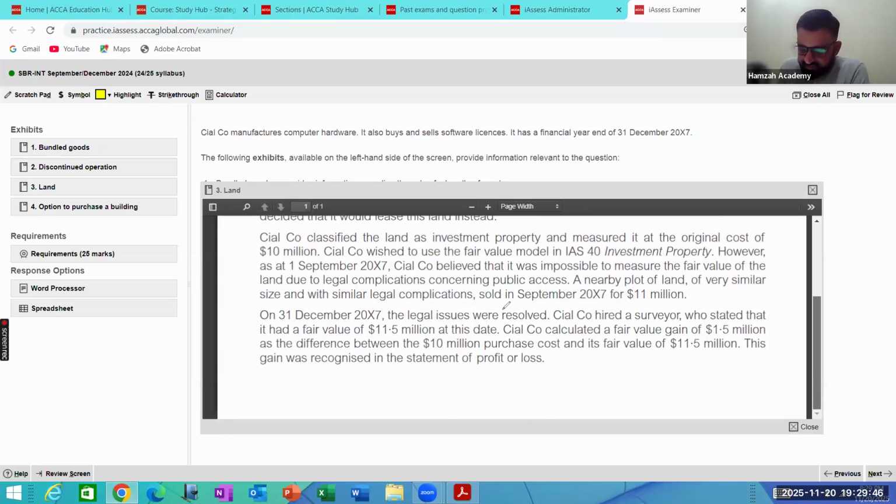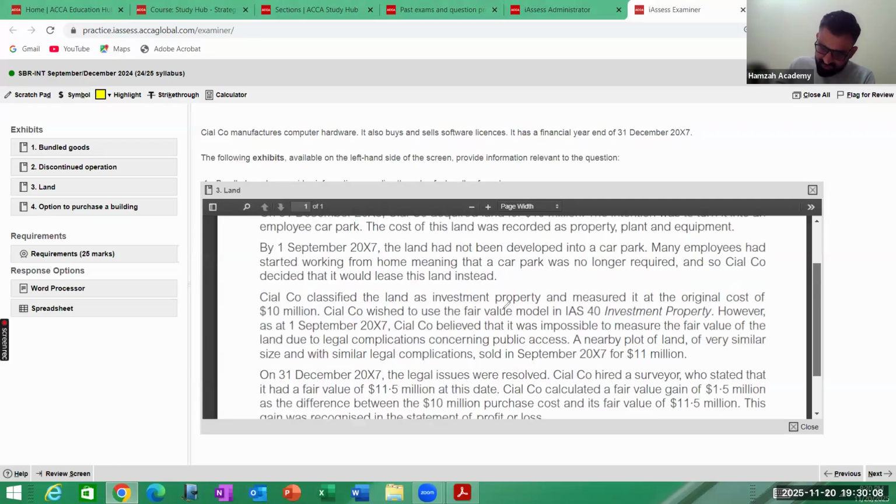On 31st December X7, the legal issues were resolved. C company hired a surveyor who stated that it had a fair value of 11.5 million. At that date, C company calculated a fair value gain of 1.5 million as the difference between 10 and 11.5, and this has been recognized in the profit and loss account. So there are a number of issues we need to discuss.